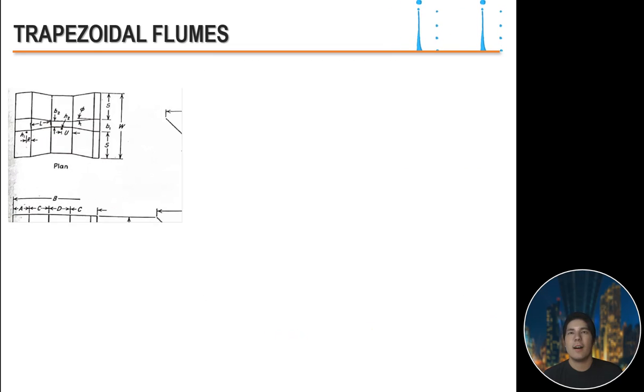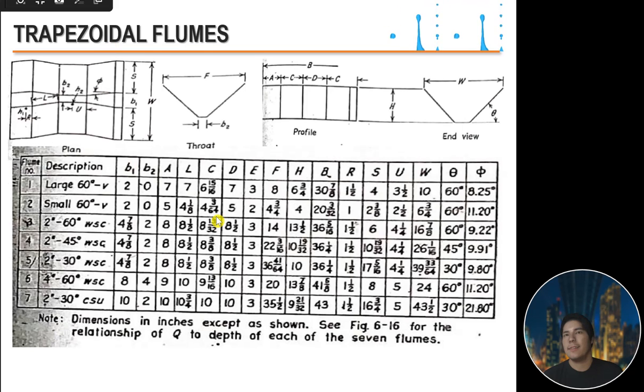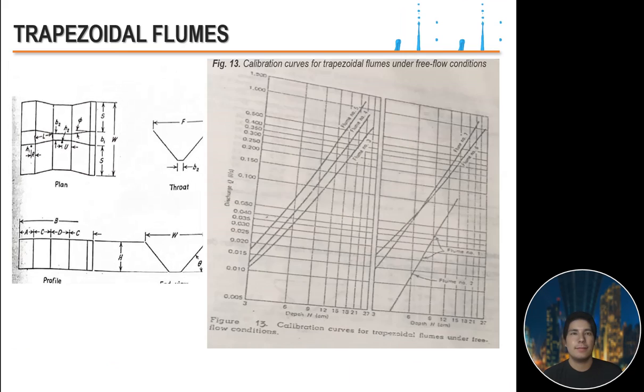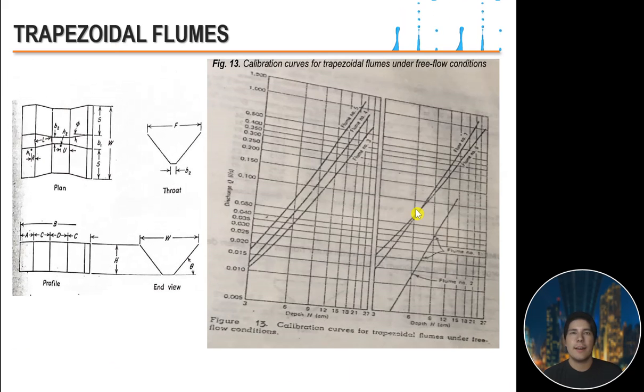So before that, we have the details for the trapezoidal flume, and the dimensions are in inches except as shown. We have this plan view, young throat, young profile, and the end view. We also have the calibration curve used for trapezoidal flumes under the free flow condition, so we can use this chart for calibration.